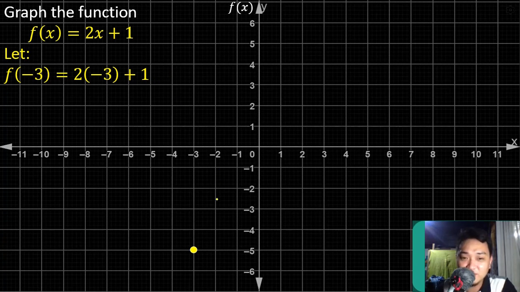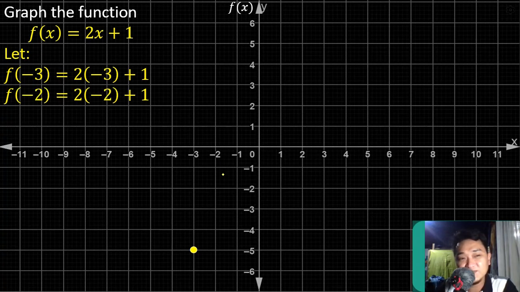Now, syempre, hindi naman tayo makakapag-graph kung isa lang yung point natin. So, dadagdagan pa natin ng isa, no? Let's say, the value of x is negative 2. So, the f of negative 2 will be 2 times negative 2 plus 1. So, negative 2 times 2 is negative 4. Plus 1, that will be negative 3.